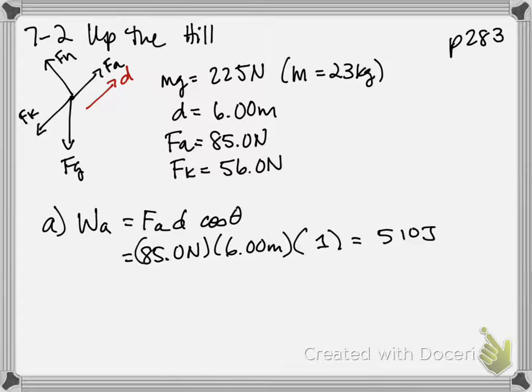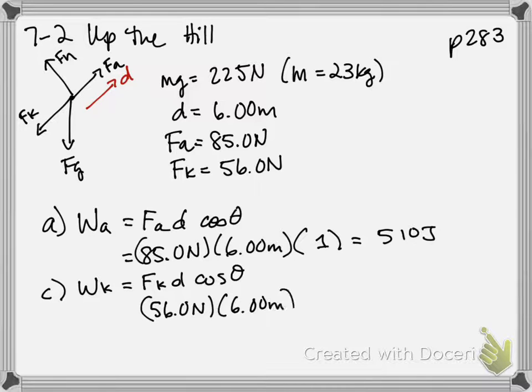Now I'm going to do part C first. It doesn't matter, but I have a reason. Let's do the work done by friction. That's Fk times d times cosine of theta. Remember, that's the angle between friction and the displacement. So the force due to friction is 56 newtons. They were nice, and we didn't have to calculate it. The distance is always the same, right? There's only one thing moving, and it's only moving one distance. So in these problems, that's the easy part, so don't make it difficult.